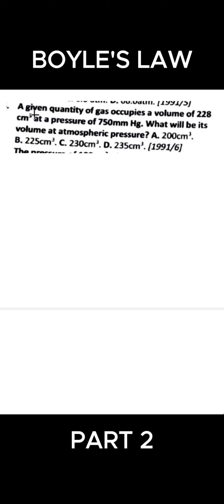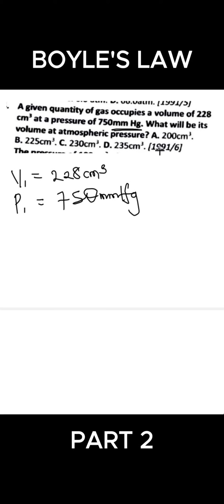Now we'll go. It says, a given quantity of gas occupies a volume of 228 cm cube. So 228 cm cube is our first volume, the initial volume. So we say V1 is equal to 228 cm cube, at a pressure of 750 millimeter mercury. Take note, mmHg is the unit for pressure. So our pressure P1 is 750 millimeter mercury. Now the question says, what will be its volume? That is V2, the final volume, which is unknown.